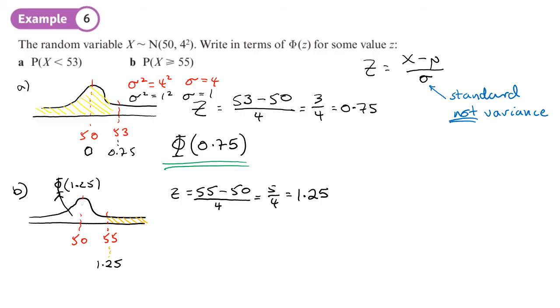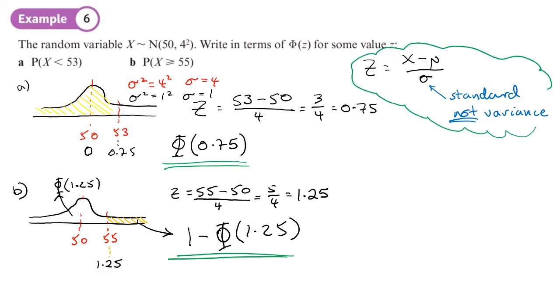So what's the area of this bit? Well, the whole area adds up to 1. So the area of this bit that we're interested in is 1 minus the area up to 1.25. That will be the answer to that bit there. So we're writing it in terms of these z values. And this phi of z just means the area up to a z value. And that little formula at the top tells us how to convert between an x value and a z value.